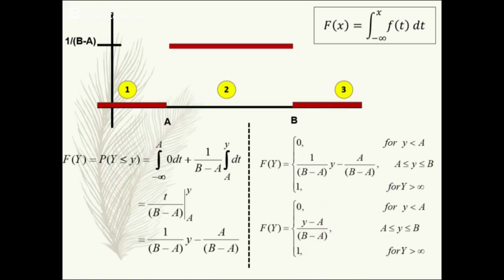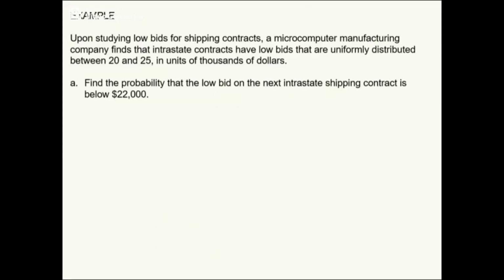Now we're going to have a look at an example. So in this example, we're studying low bids for shipping contracts. So let's just have a look at the question. In this question, they tell us that these low bids for bidding contracts follow a uniform distribution between 20 and 25. You can pause the video to read it in detail, but I'm just going to get straight into it. We will also find the probability that the low bid in the next interstate shipping contract is below 22,000.